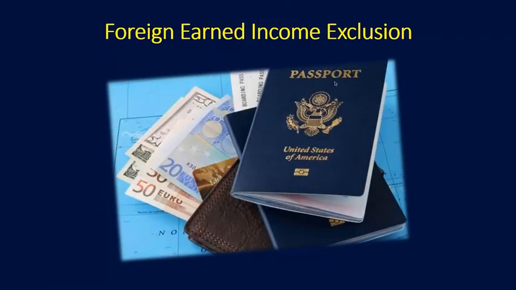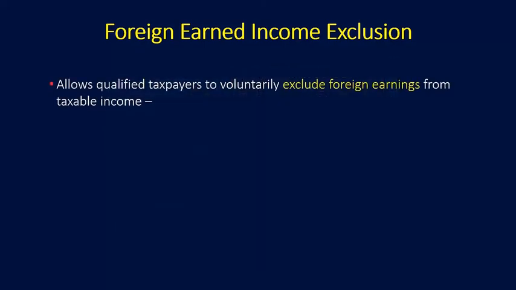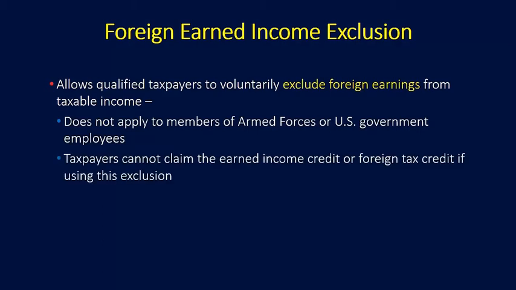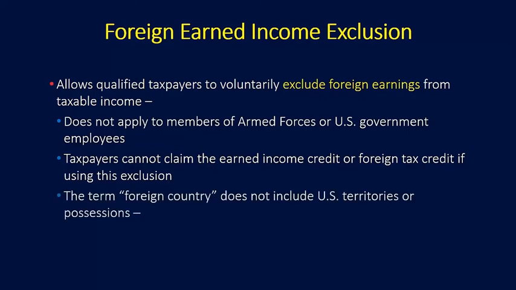Next, we'll talk about the foreign earned income exclusion. The foreign earned income exclusion allows qualified taxpayers to voluntarily exclude foreign earnings from taxable income. It doesn't apply to members of the armed forces or U.S. government employees. Taxpayers can't claim the earned income credit or the foreign tax credit if they're using this exclusion. The term foreign country doesn't include U.S. territories or possessions. And we claim the foreign earned income exclusion by using Form 2555 or 2555 EZ.